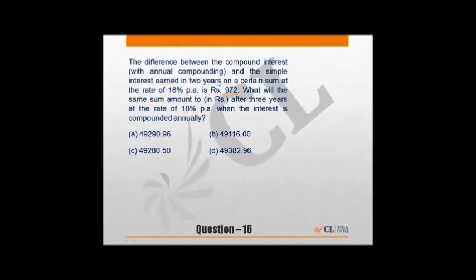So effectively, we need to find out the amount after 3 years. Amount after 3 years will be 30,000 into 1.18 raised to power 3. Now, two different ways of doing it. One is applying Vedic maths, other is applying the successive increment. But I can assure you, both of them will have some calculation effort.